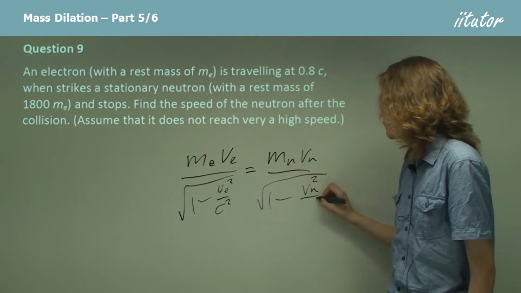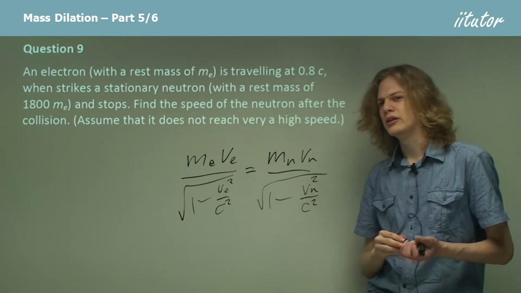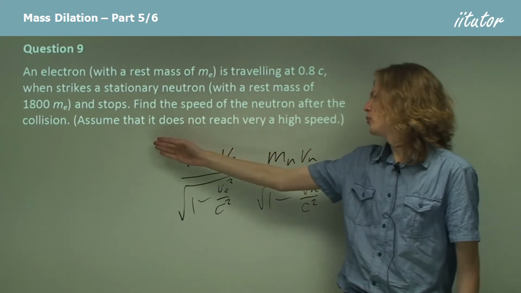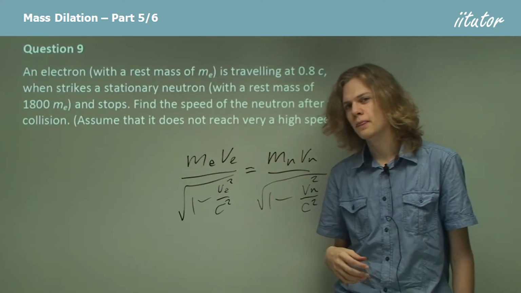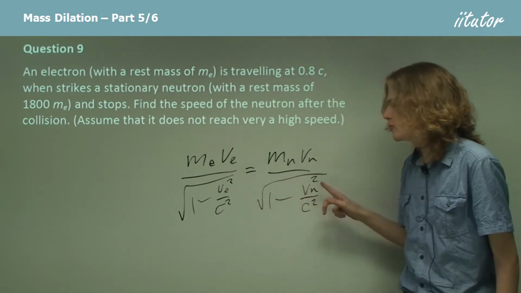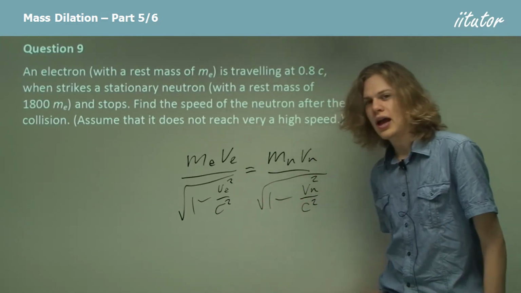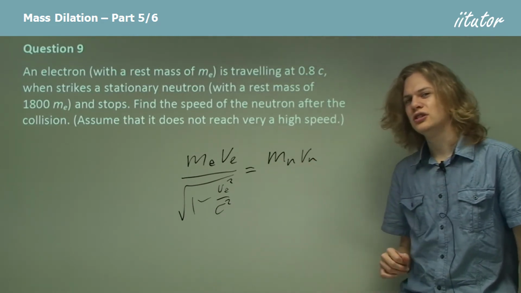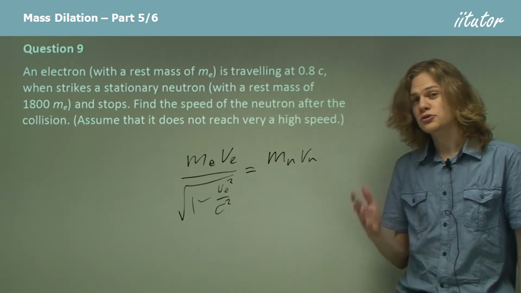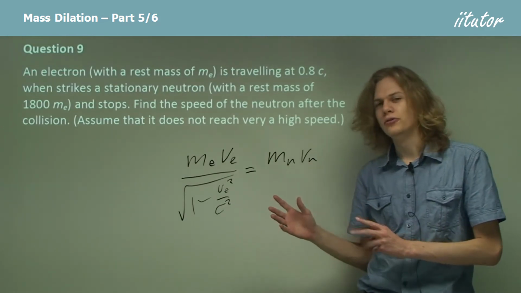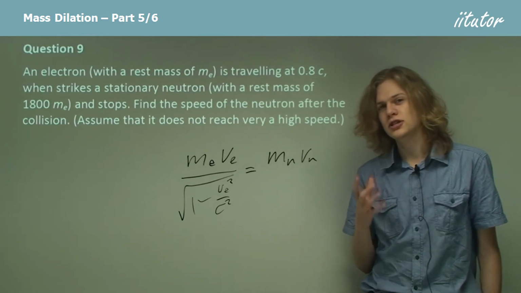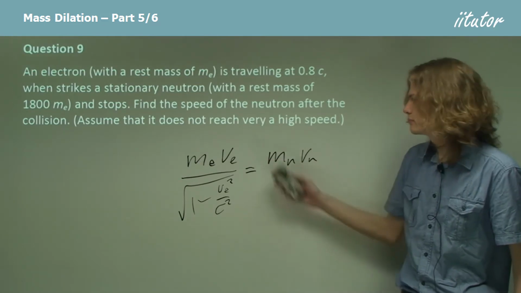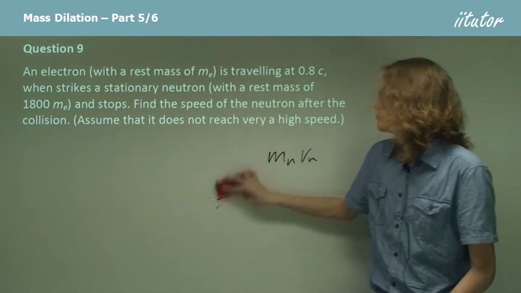It turns out that this is really annoying and hard to work out. But the question doesn't stop there. It says assume that the neutron does not reach very high speeds. This means that this whole factor at the bottom will be very close to 1, and we can forget about it. This equation is much simpler to solve. And as we'll see, because the neutron does not end up moving very fast, we'll end up with an answer that is very, very similar to the answer that we would have got had we had the denominator here. So, let's get started.